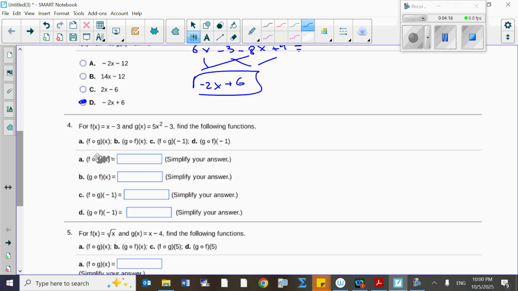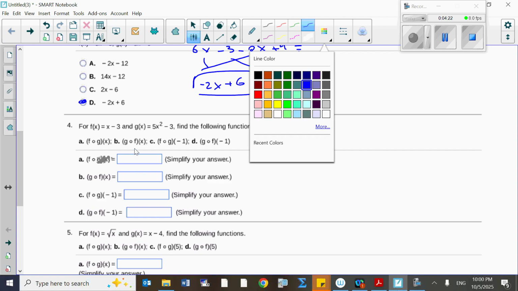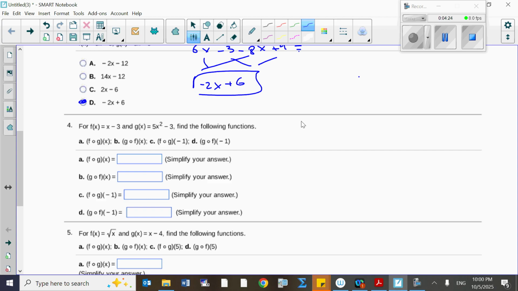Question number 4, two functions are given and we need to find f of g and g of f. Notice that if you have f and this little dot g, this means f times g. But if you have a little circle, that's the composition of functions. That means if you have f of g like this one, you need to find f of g of x. That means g of x is going to be the input of f.